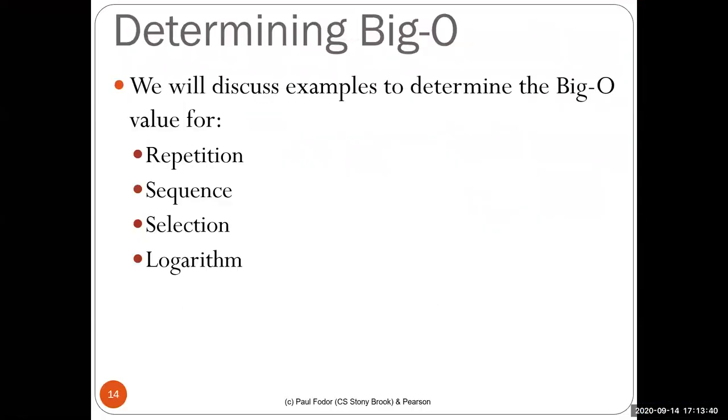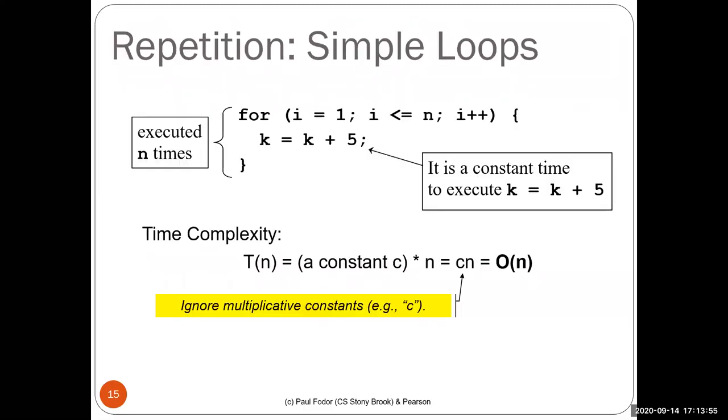Okay, so we'll determine the big O notation for various algorithms. We'll start with simple repetitions, then sequences, selection, like if statements, and then those algorithms that can be reduced to logarithmic times. And we start with a simple loop. So let's assume that we have this loop: for i equal 1, as long as i is less than n, we increment k with 5, and then we increment i with 1.